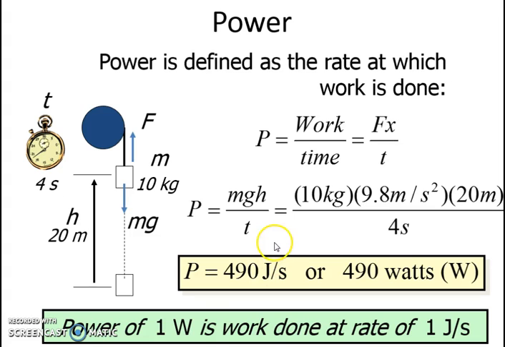Our next topic is power. Power is defined as the rate at which work is done. So we have work over time, or mgh over time.